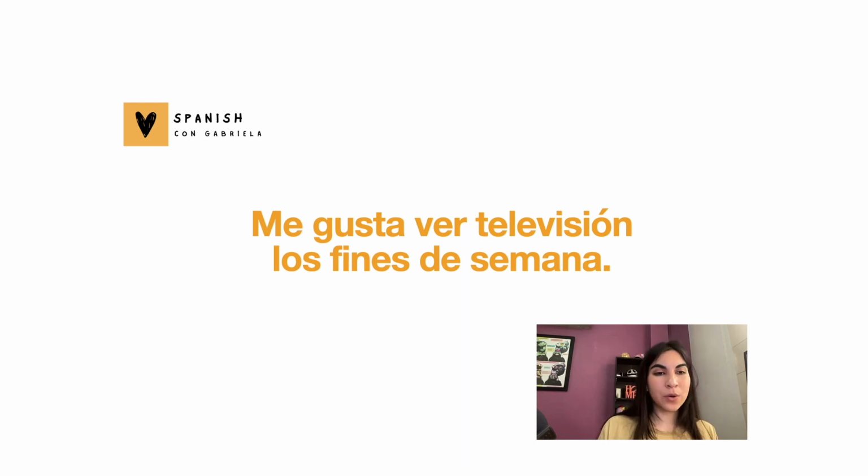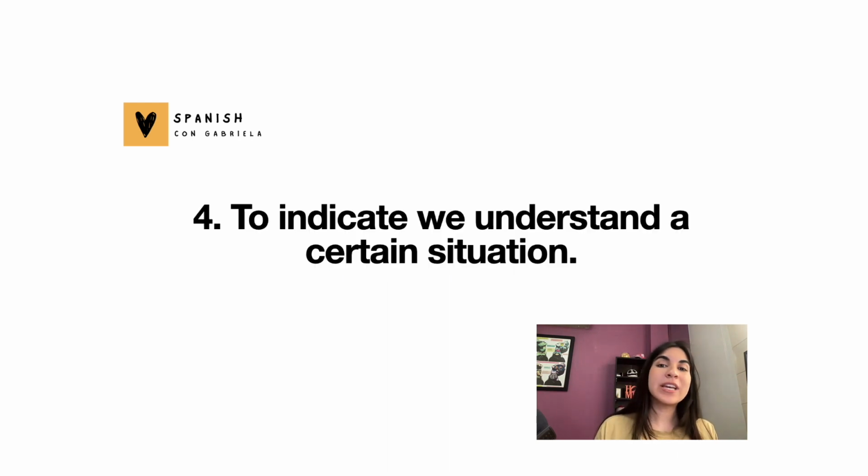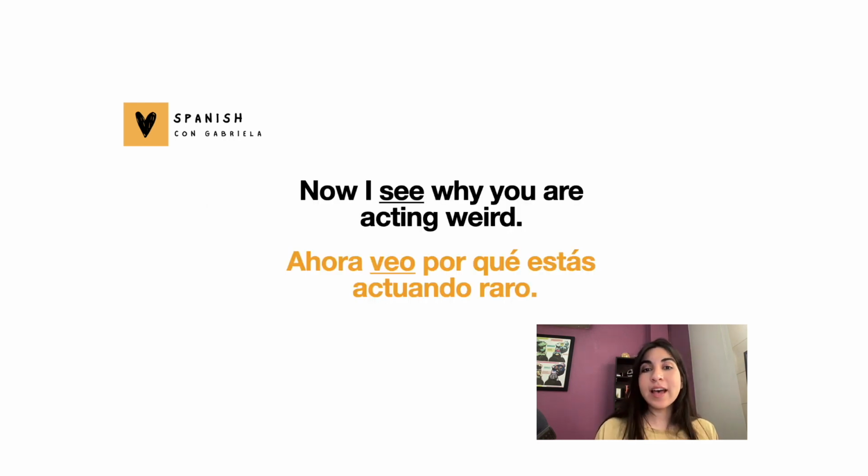And now let's go to the last way to use the verb to see in Spanish. It would be to indicate, to show that we understand why something is happening. So to give you an example, here we have, now I see why you are acting weird. Instead of using I see, we could say, now I understand why you're acting weird. It's a pretty good equivalent of this verb. So now I see why you're acting weird would be, ahora veo por qué estás actuando raro.